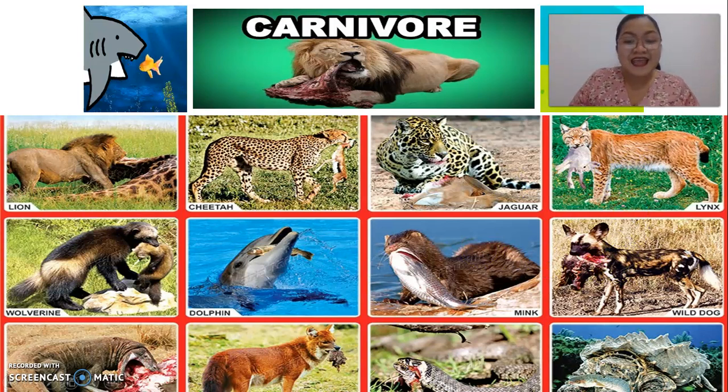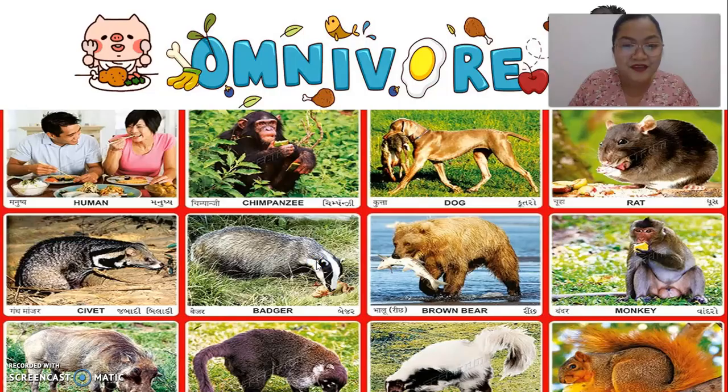Very good. And the last one, what do you call animals that eat plants and meat? Alright, very good. They are called omnivore. Again, can you say omnivore? Good job. Omnivores are living things that eat plants and meat. So what are the examples of omnivore? We have human, chimpanzee, dog, rat, monkey, and brown bear.